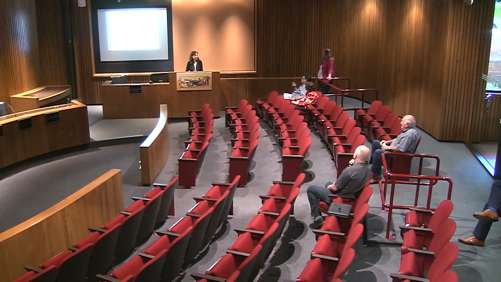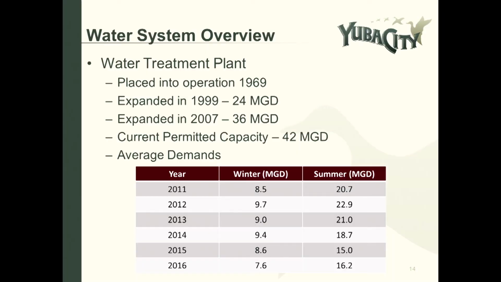Okay, so this slide right here shows that in 2016, in the winter, on average, we use 7.6 million gallons per day. And in the summer, we used on average 16.2 million gallons per day. And in each of those figures, $1 million is lost somewhere. So that's what I was saying.